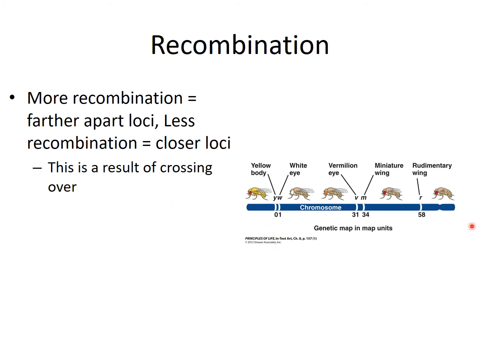So if we look at this example of a chromosome over here on the right, yellow body and white eye are by far the closest traits, genes that are on the chromosome. So they're going to recombine the least. So more often than not, you're going to see yellow-bodied flies with white eyes, rather than yellow-bodied flies with vermilion eyes, because yellow body and vermilion are a lot farther apart on the chromosome. So there's a better chance that yellow and vermilion would get mixed up if that were the case.